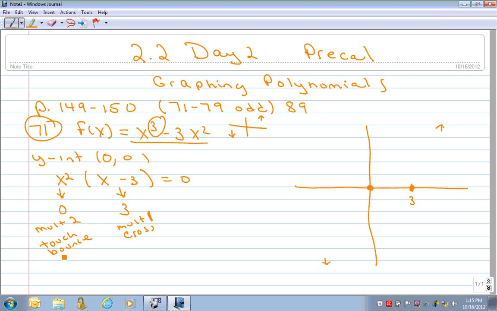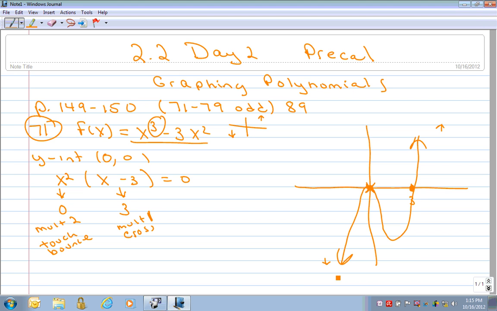Remember, at 0 we're going to touch. So if we're not going to cross, I often will put a little x on mine just to remind myself when I start drawing in my graph, when I get there I should stop and not cross through that. So we know it goes up on the right. We're going to come down. We're going to make some sort of loop. We're going to come up and we're going to touch, and we're going to go back down. And our graph will look something like that.